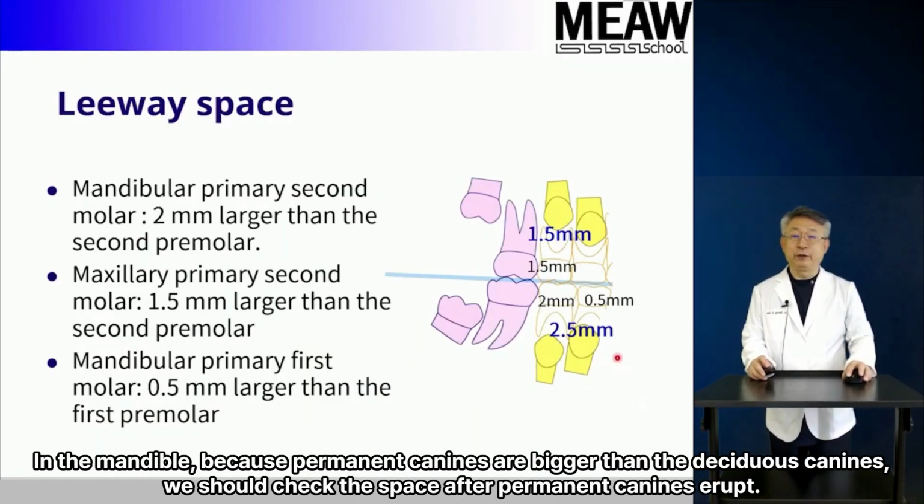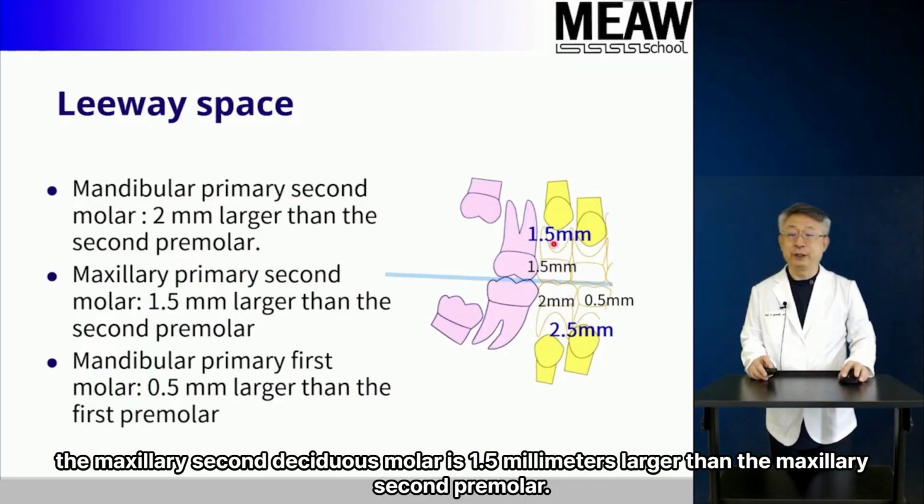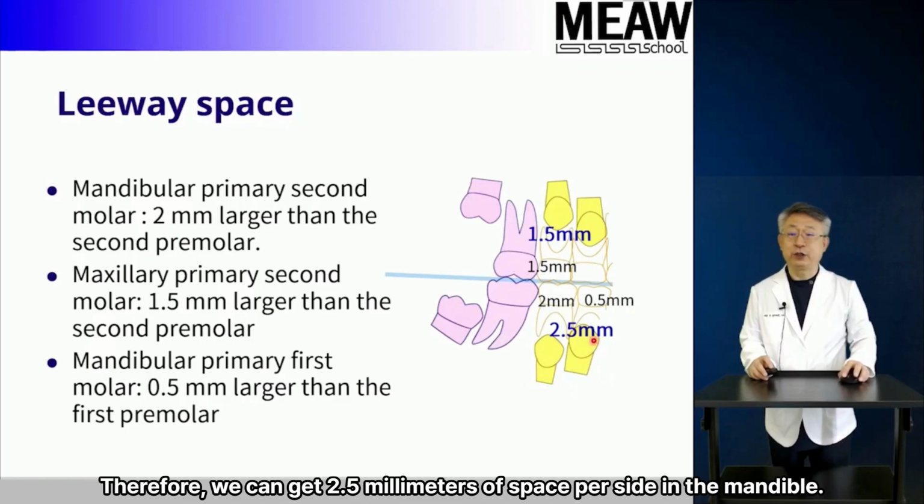In the mandible, because permanent canines are bigger than the deciduous canines, we should check the space after permanent canines erupt. The mandibular second deciduous molar is 2 millimeters larger than the mandibular second premolar. The maxillary second deciduous molar is 1.5 millimeters larger than the maxillary second premolar. And the mandibular first deciduous molar is 0.5 millimeter larger than the first premolar. Therefore, we can get 2.5 millimeters of space per side in the mandible.